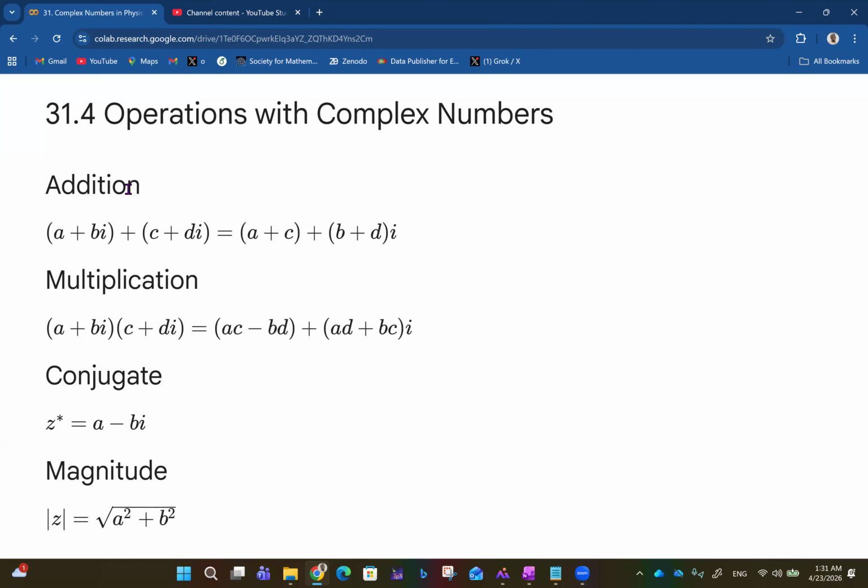So, operations with complex numbers. Of course, I talked about all of this in the very early videos. To add complex numbers, if you have a plus bi plus c plus di, you add real to real, that's a plus c, and imaginary to imaginary, that's b plus d i. So this i with them is what makes them imaginary.